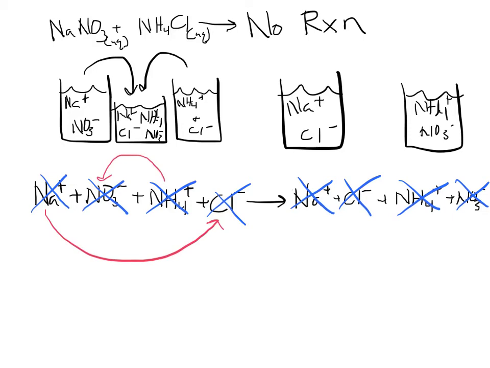No solids formed. So if we were to do this reaction in class, what we could derive from that then is that sodium chloride is always soluble in water and ammonium nitrate is always soluble in water since no reaction occurred.